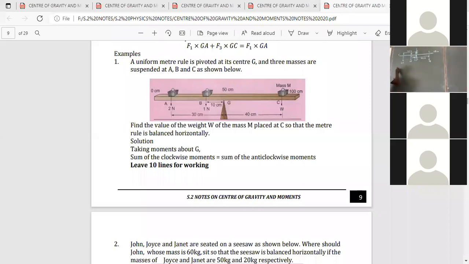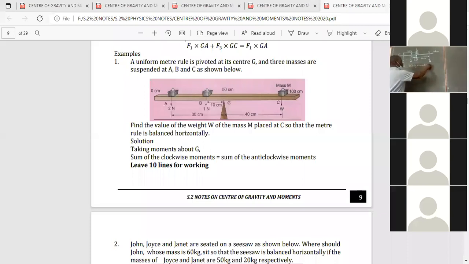Let us see. We are going to say that since at equilibrium, those are some of the symbols you can use for abbreviations, we are taking moments about G. I think the question is telling us to take moments about G. G was the center of it. And taking moments about G, we are going to identify our anti-clockwise moments. Anti-clockwise moments are equal to clockwise moments. Again, those are abbreviations.